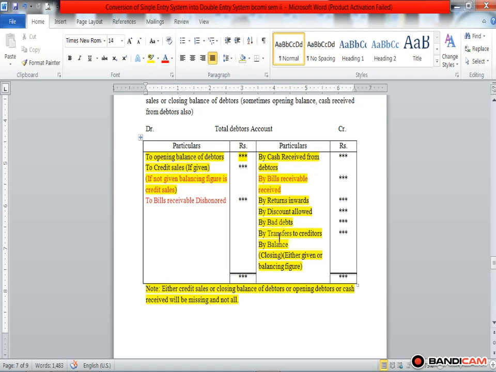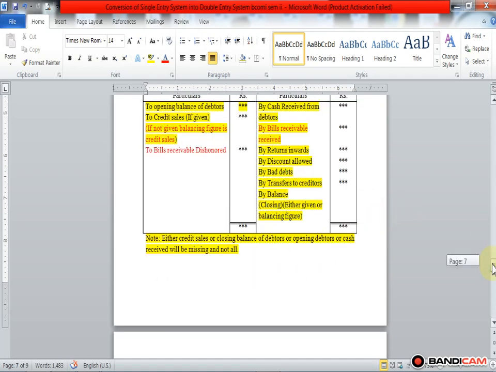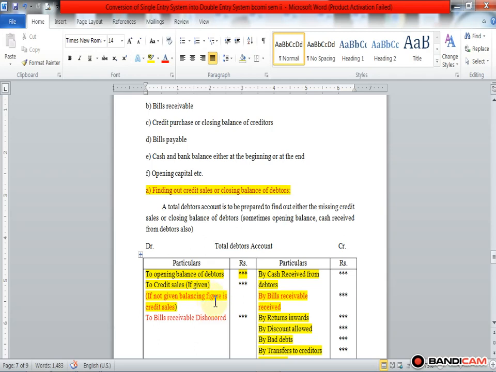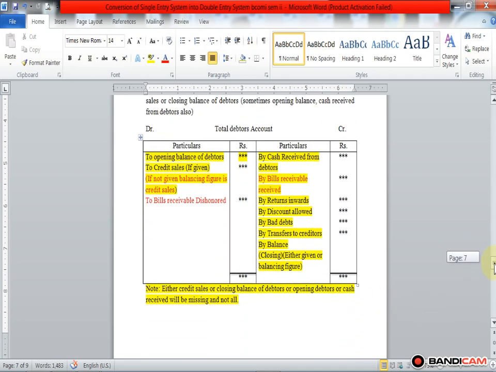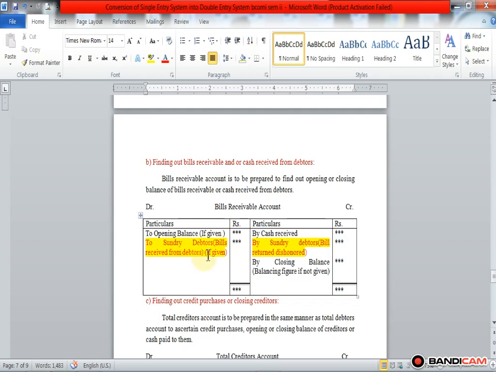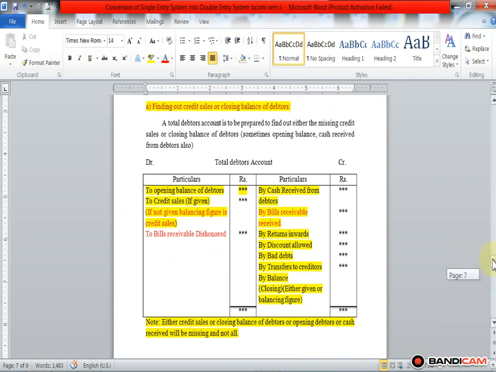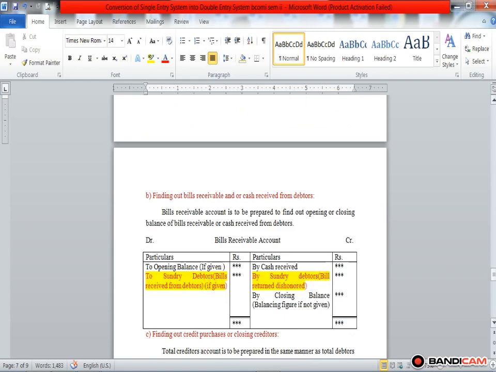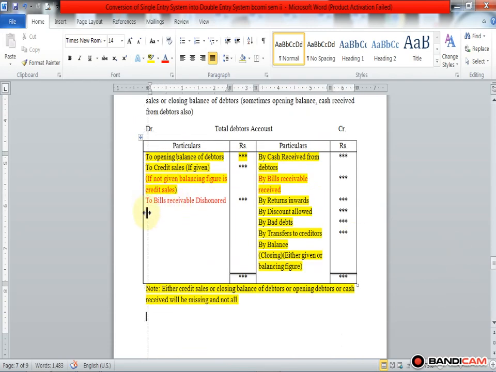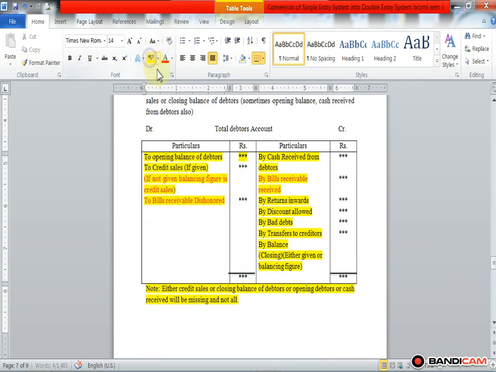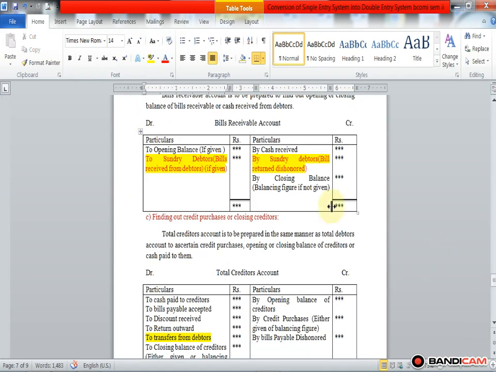All these transactions are related to debtors and bills receivable. If we make an entry related to bills receivable on debtors, then it also affects the bills receivable account, as shown here. So bills received, if given, the entry will be on the credit side. If a bill is dishonored, the effect of that dishonored bill is also on the bills receivable account on the credit side.